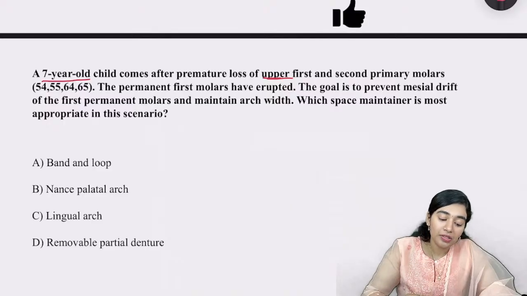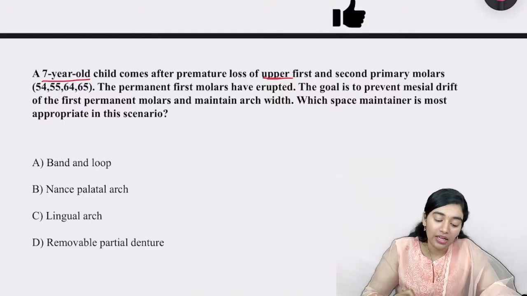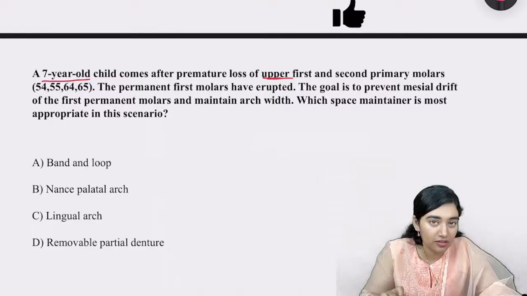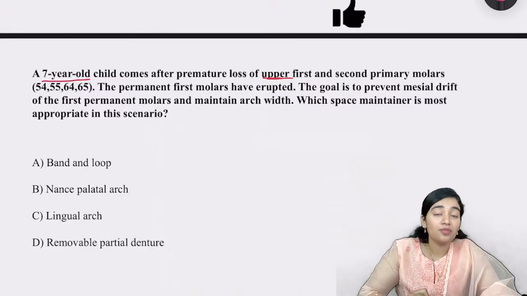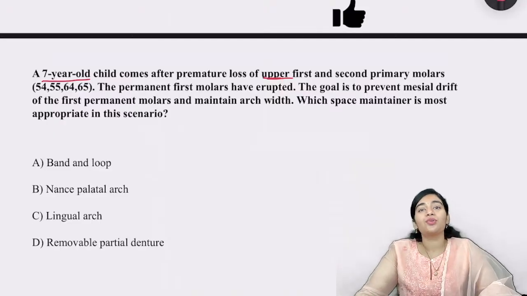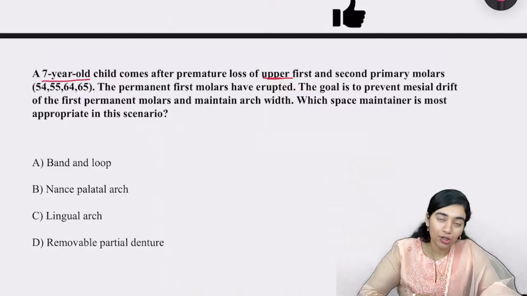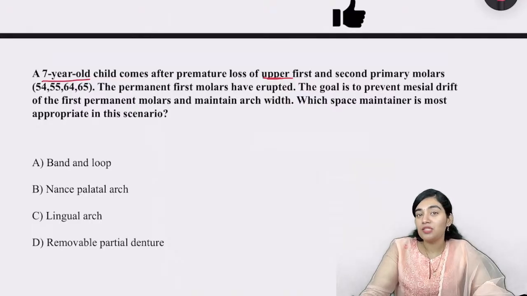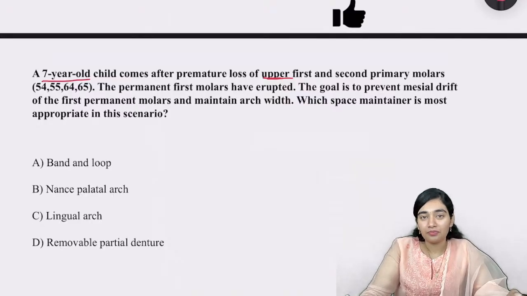So the first permanent molars have erupted, and the goal is to prevent the mesial drift of first permanent molars and also maintain the arch width. Okay, which space maintainer is most appropriate in this scenario? So this is the question that was asked to you, and the options given are band and loop, Nance palatal arch, lingual arch, and removable partial denture. So come on now, you tell me which is the most appropriate space maintainer for this case.